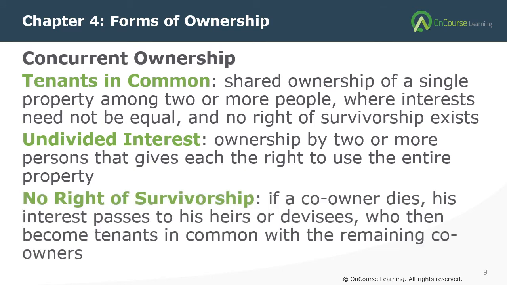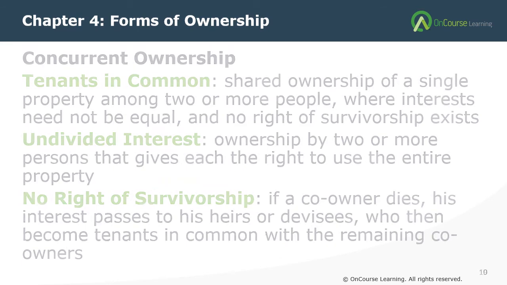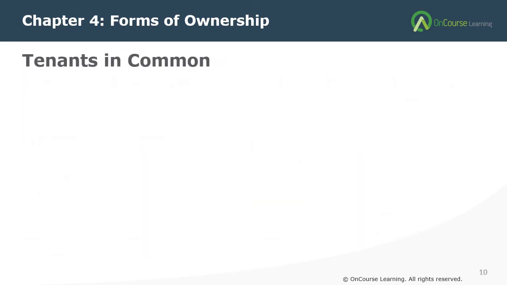And then there's the right of survivorship. The tenants in common form of concurrent ownership has no right of survivorship. That means if a co-owner dies, his interest passes to his heirs or devisees, who then become tenants in common with the remaining co-owners. So let's see what this looks like.